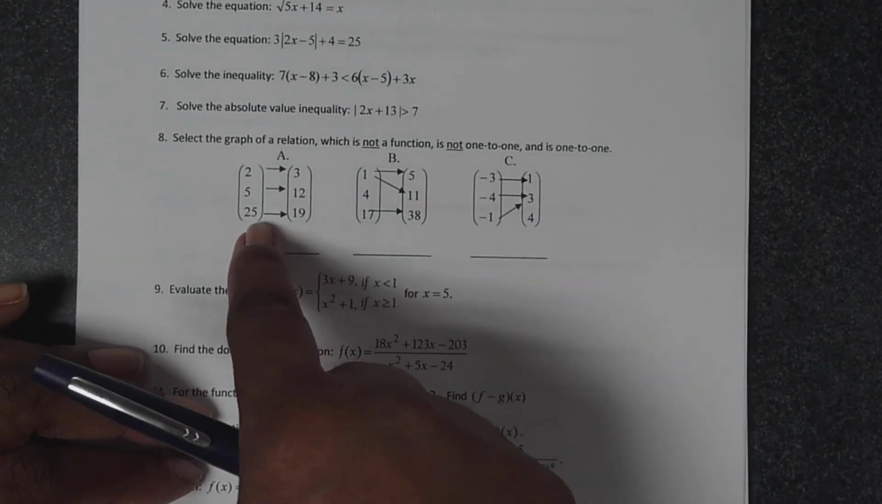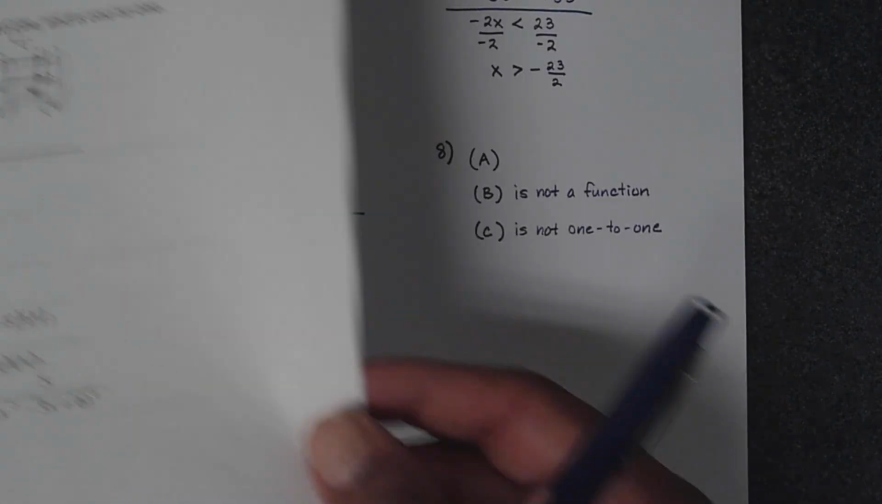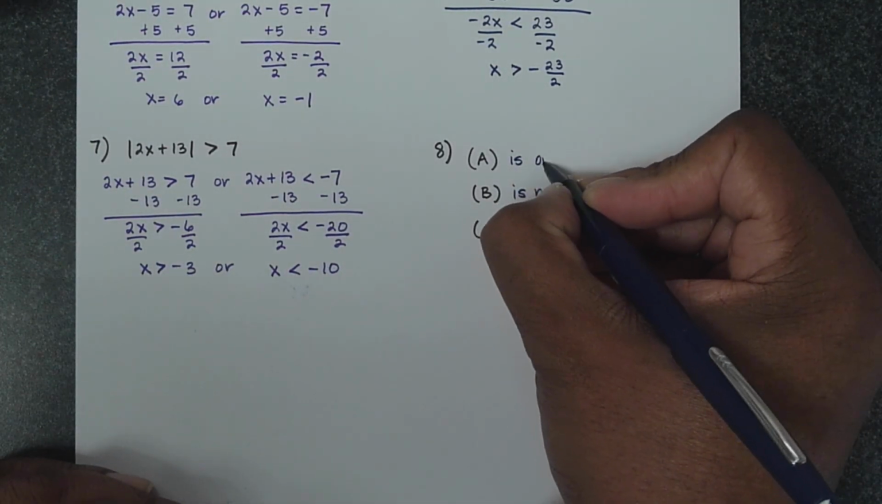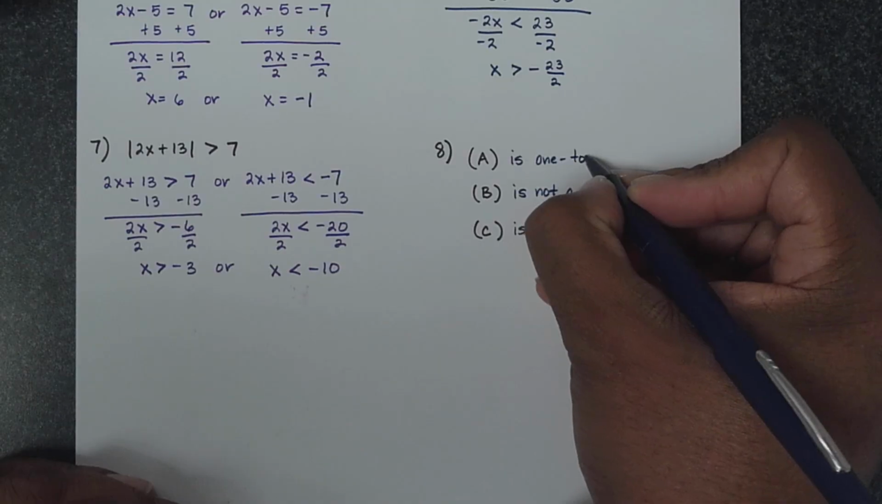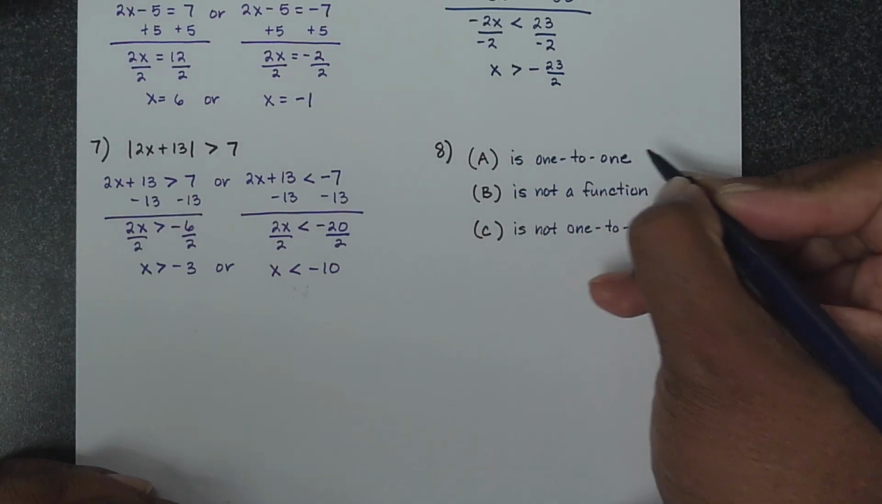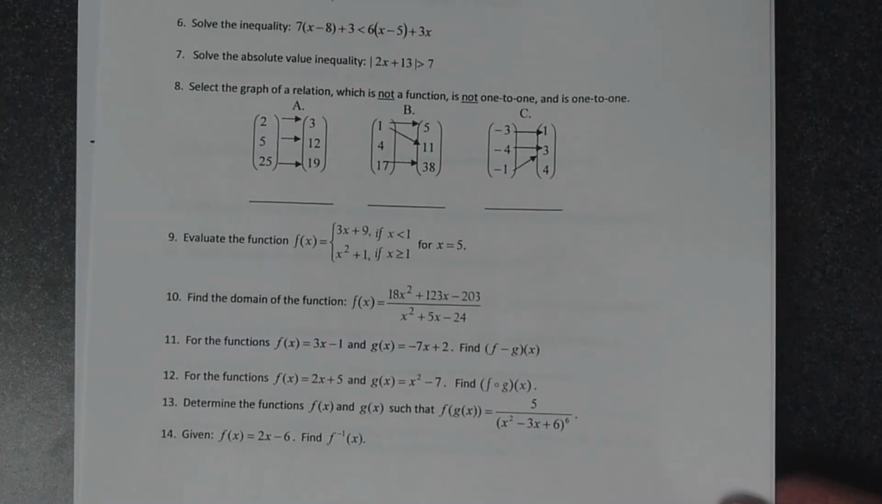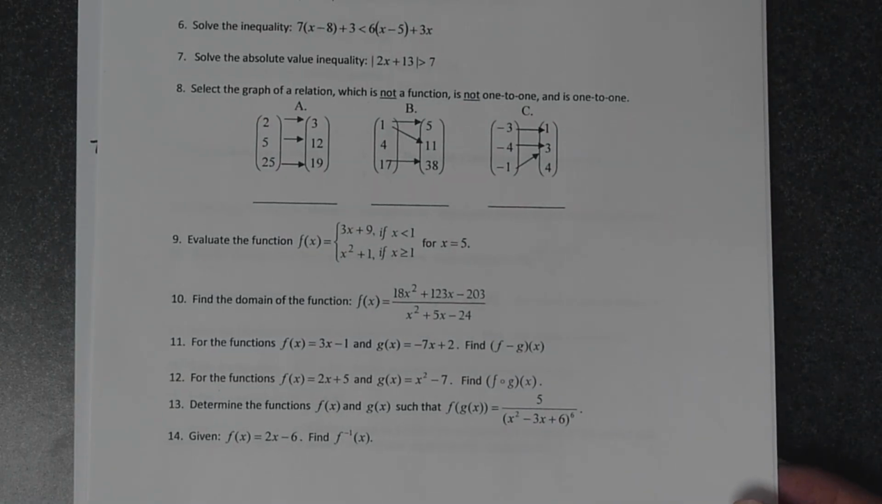And for A, what's left? Is one-to-one or have to be A? That's all that's left. So graph A is one-to-one. And what that means here is that you only got one y value to one x. And for it to be a function, only one x to one y.